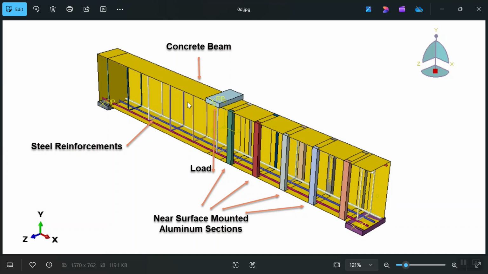We have the concrete, 3-point bending, steel reinforcement, and here you can see the near surface mounted aluminum section. For this purpose, we use the static general step, concrete damage plasticity for the beam with tension and compression behavior and damage, and an elastic plastic model for the aluminum.